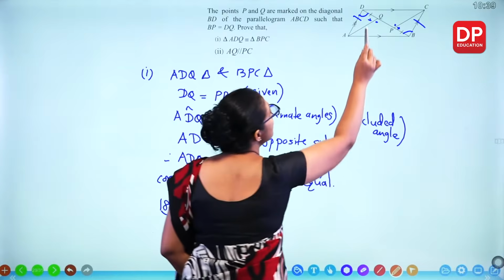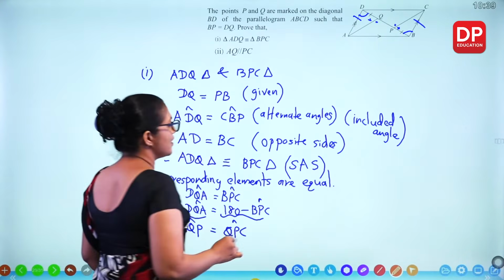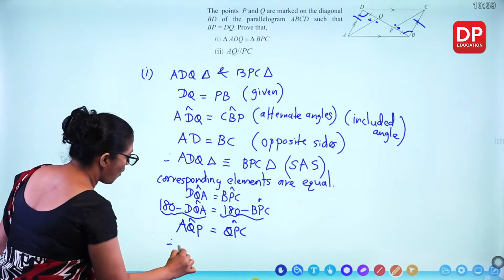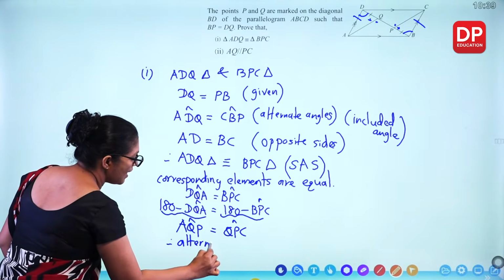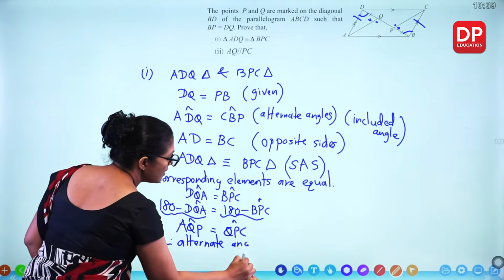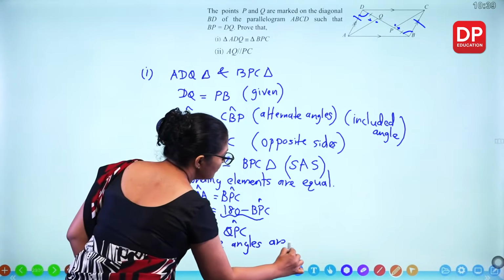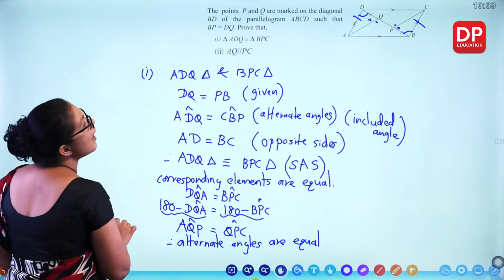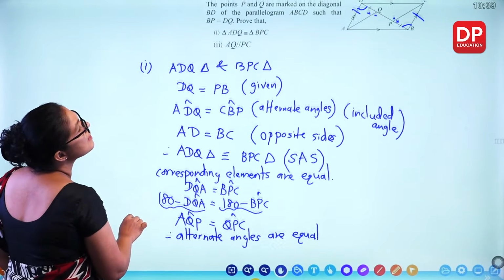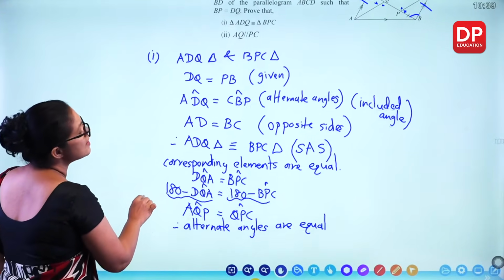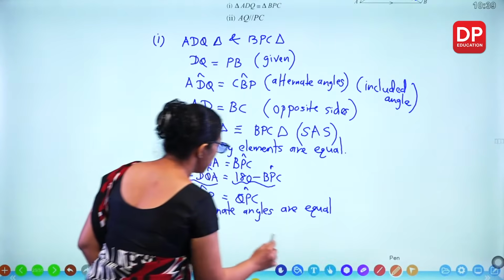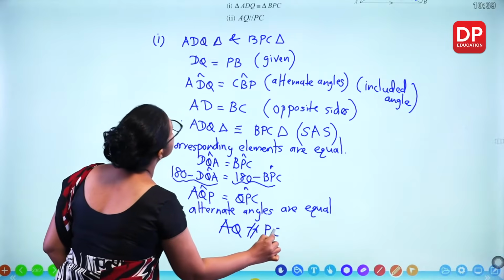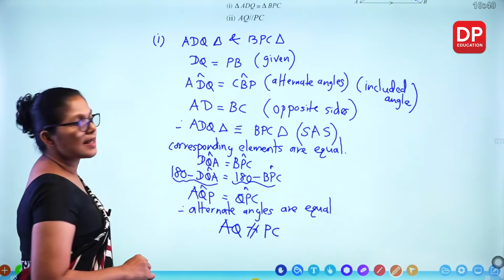We found this angle is equal to this one. So those are alternate angles, and alternate angles are equal. If alternate angles are equal, I can say that AQ is parallel to PC. AQ is parallel to PC. So that's the second part.